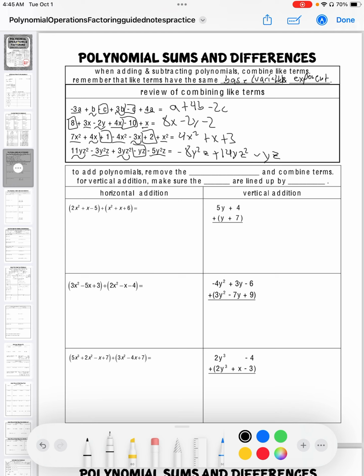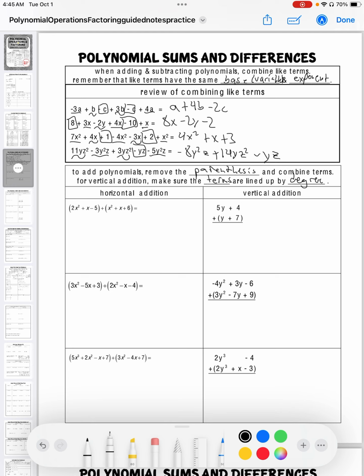When we're adding polynomials, we need to remove the parentheses. So we're going to remove the parentheses, and then combine like terms. For vertical addition, make sure the terms are lined up by the degree. We want them to be lined up in standard form by the degree.